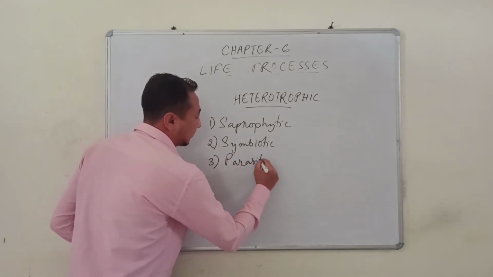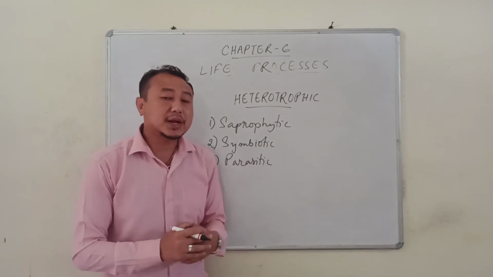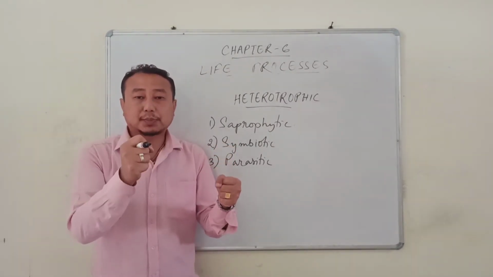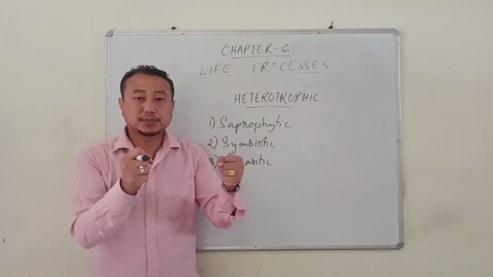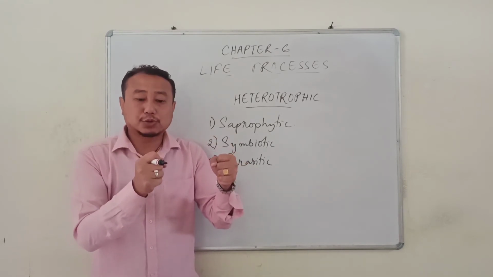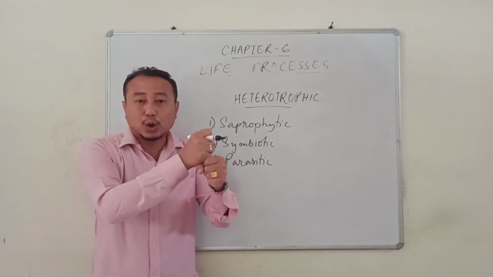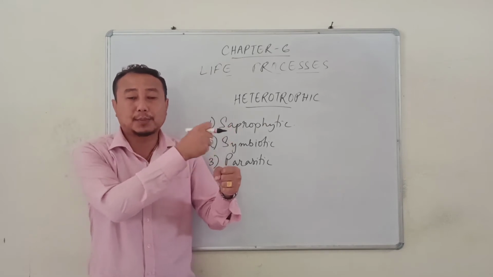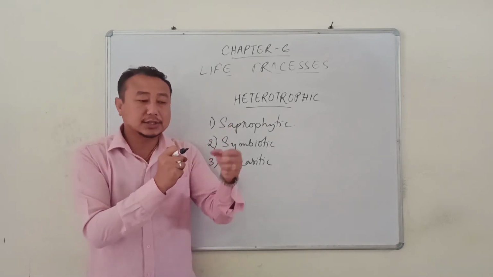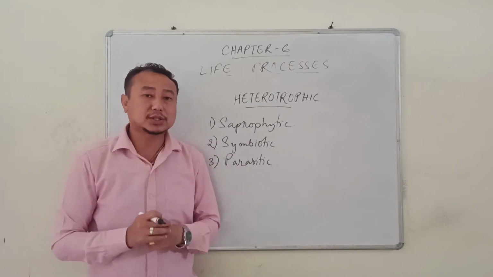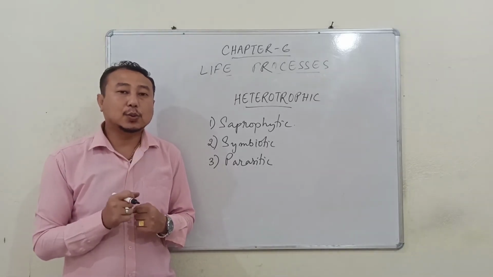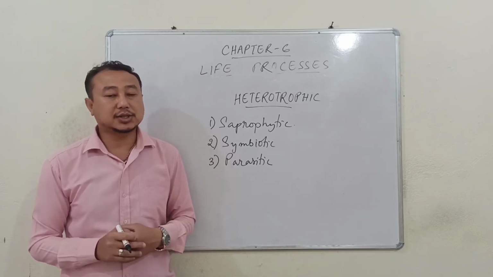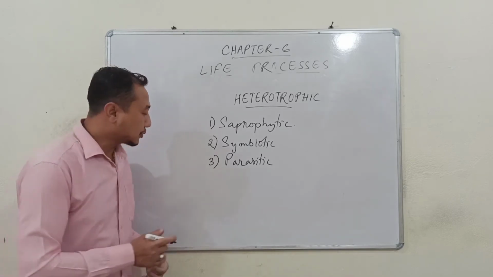Parasitic nutrition. In this parasitic nutrition also, two different organisms are involved. One is known as the parasite and another one is known as the host. In this nutrition, the parasite will be living on the body or inside the body of the host, and it will obtain all the requirements from that host. In this case, the host will not get any benefit from the parasite. So this parasitic nutrition is a one-way relationship in which only one organism gets benefited while the other doesn't get any benefit. Now let's come to the next one.